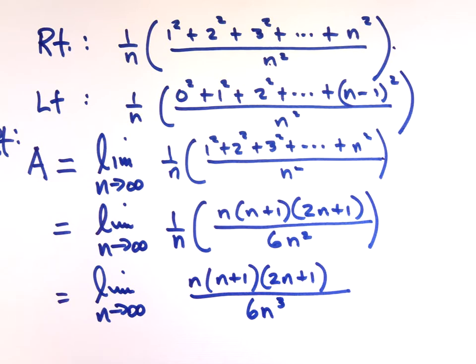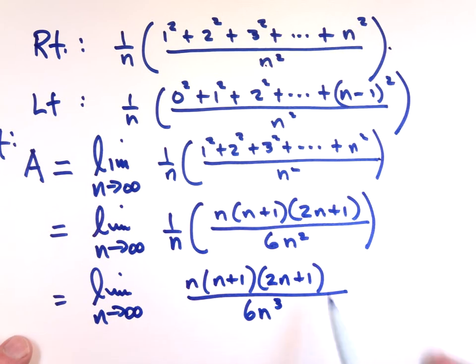Here, I'll show you what I'm going to do. I'm going to multiply this out. I think it's easier to see if I multiply it out. I've got n times n plus 1 times 2n plus 1. n times n plus 1 is n squared plus n.